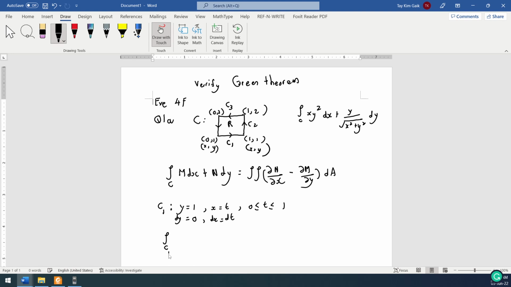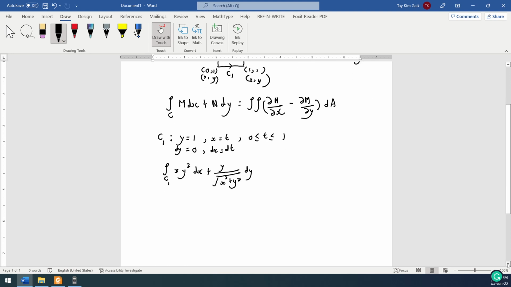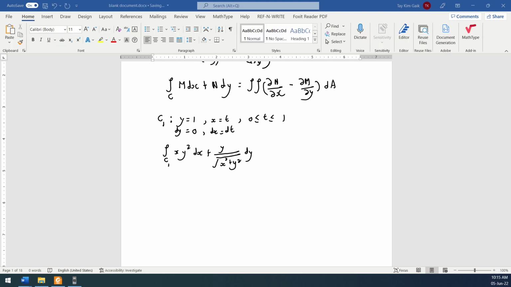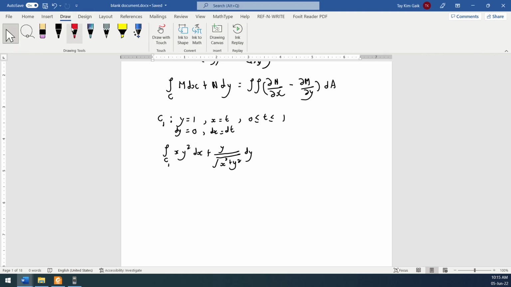So now we do curve C1 first. The line integral of x y squared dx plus y over the third x squared plus y squared dy. Just now I forgot to enter the page there. Okay, we do it on the curve C1 where x is t, and t moves from 0 to 1.